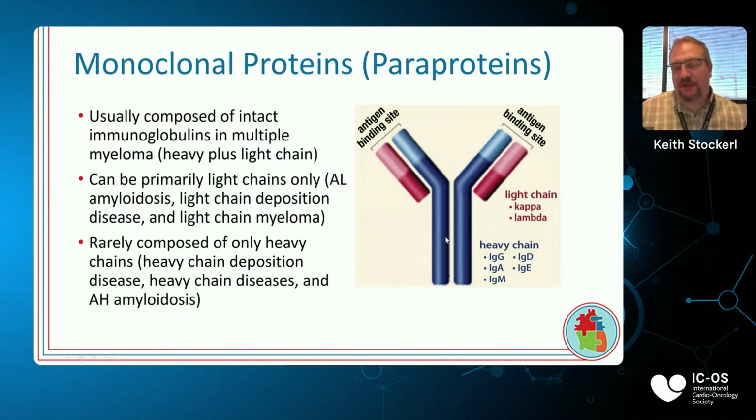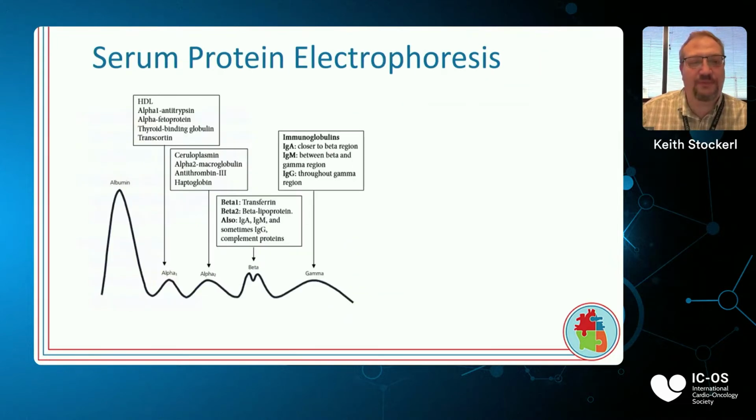In the majority of patients with myeloma and MGUS, the patients have a heavy and a light chain, but there's a significant fraction of patients with light chain amyloidosis or light chain myeloma who only secrete clonal light chains.